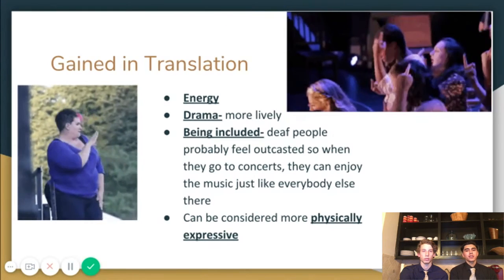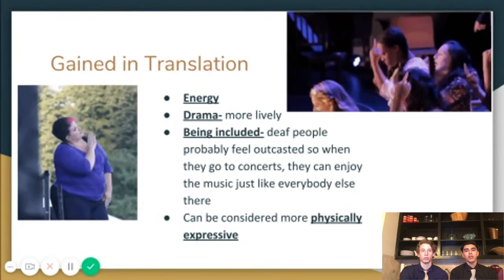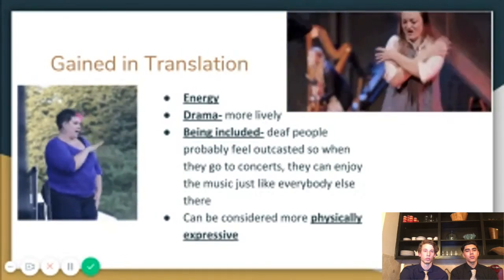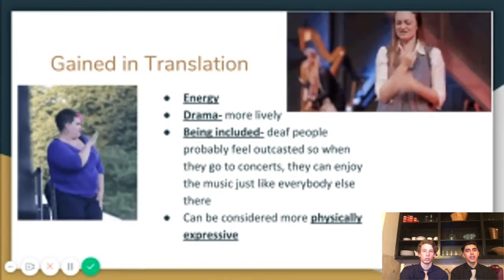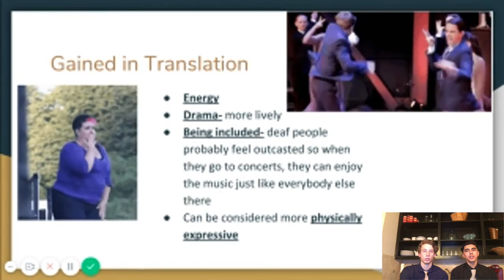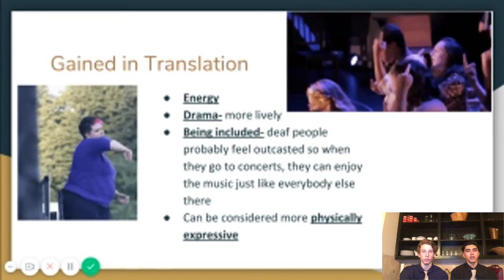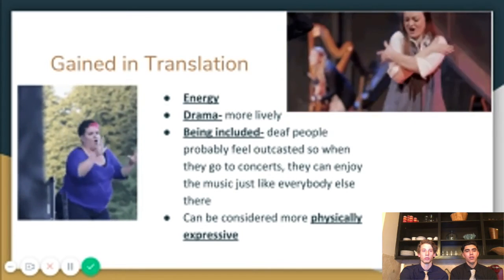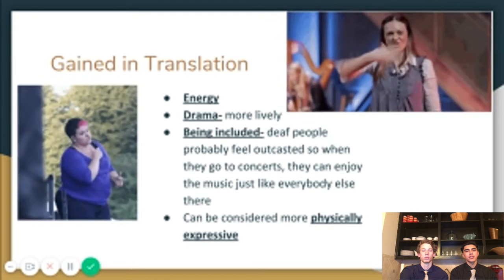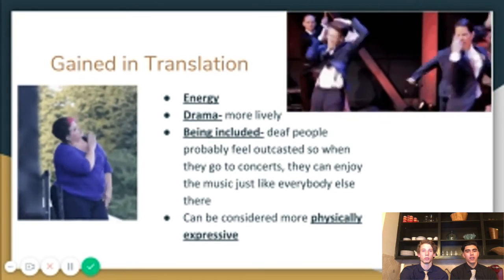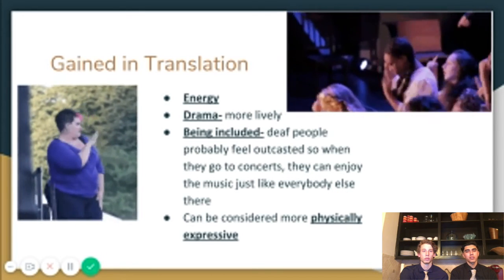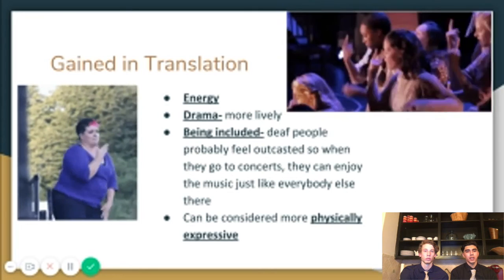Another thing that is gained is the feeling of being included. Being that listening to music and going to concerts is mainly a hearing activity, the use of interpreters and translation brings together both the deaf and the hearing to allow enjoyment from both communities. And lastly, being that ASL is such an interactive language, another thing that can be gained is the ability to express yourself more physically and openly.